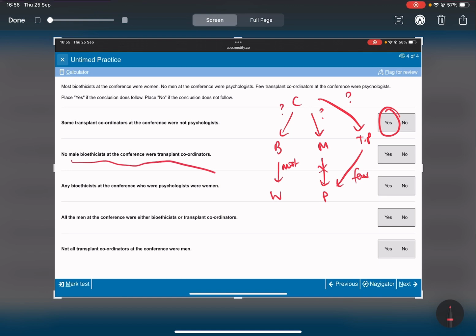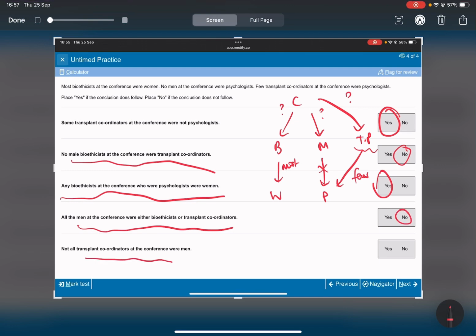No male bioethicists. Most of them were women, were transplant coordinators. No, because you can be a transplant coordinator and just not be a psychologist, right? It's just that men can't be psychologists. Any bioethicists at the conference who were psychologists were women? Yes, because no men were. All the men at the conference were either bioethicists or transplant coordinators. Well, can't you be both? Or neither? Can't you be a third thing like, and I'm going to make up a job like delivery driver? Or like, you don't know that, right? So I'm going to say no.